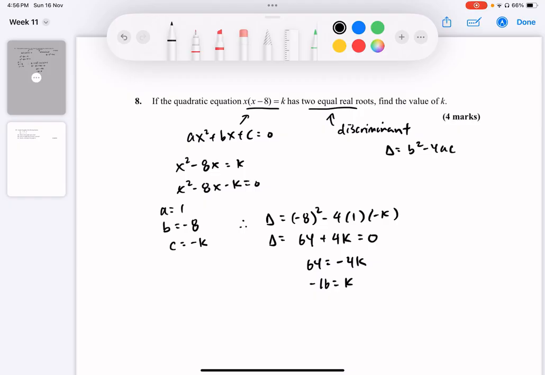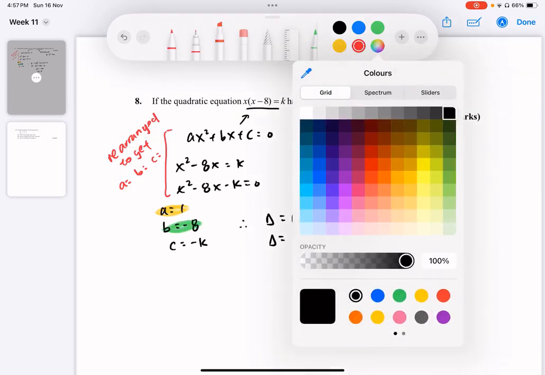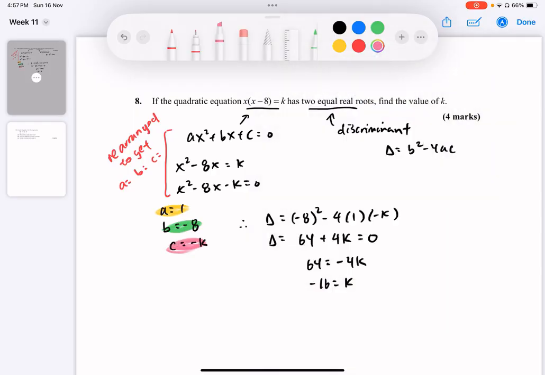So let me color everything. In here, we just rearranged. Rearrange, and the purpose of that is to get a, b, and c. That's our purpose. So we have yellow, green, and let's say pink. So once we have these, we'll just put it back into the discriminant form.